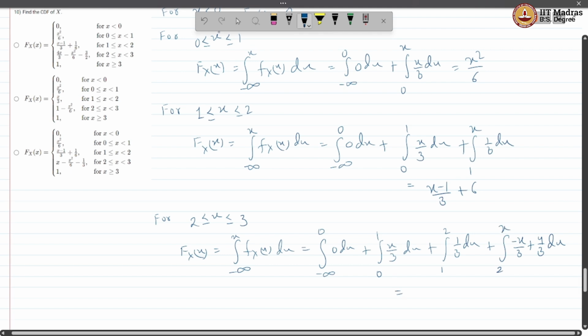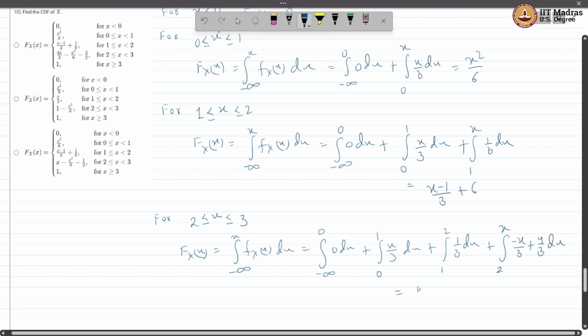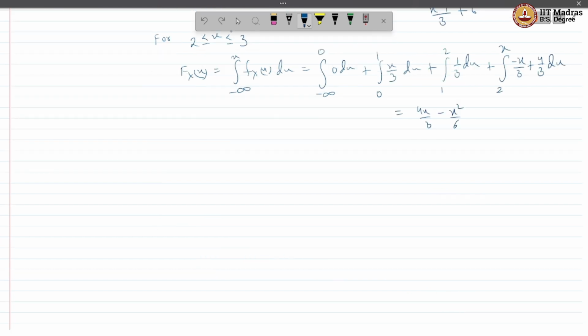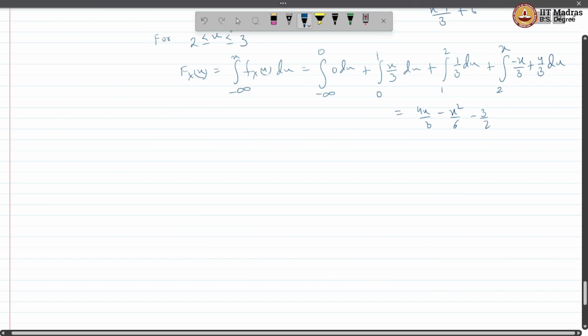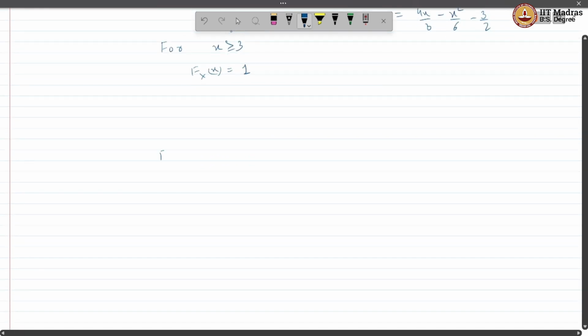And on simplification, this will be equal to 4x by 3 minus x square by 6 minus 3 by 2. Then for x greater than or equal to 3, the CDF will be equal to 1.